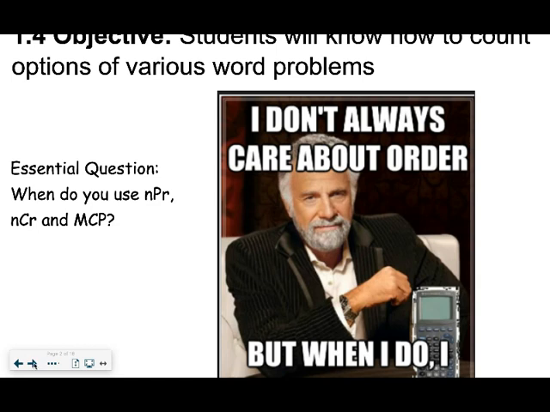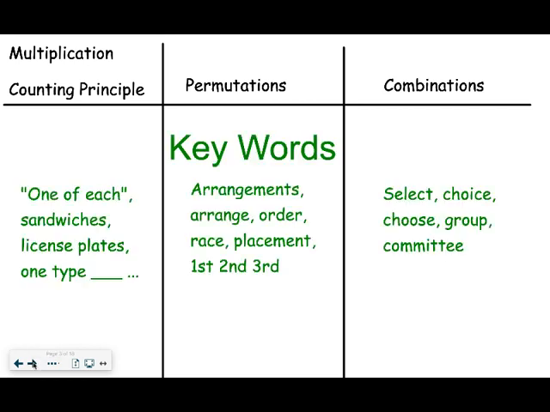For today, for the note part of this, you're going to want to make this chart right here. You want to give yourself enough space for each one: one column for multiplication counting principle, one for permutation, and one for combinations. Again, feel free to pause the video whenever you need to catch up. To start, some keywords for each one.